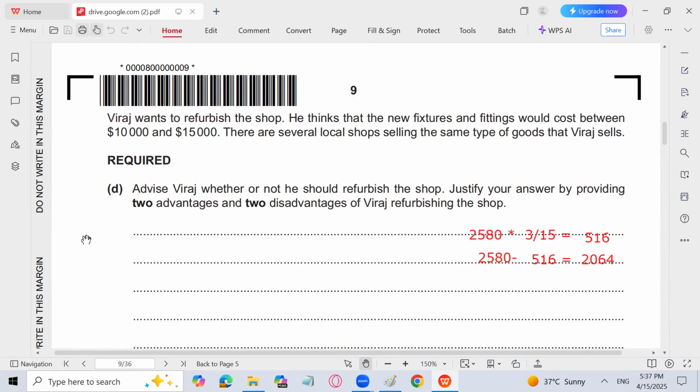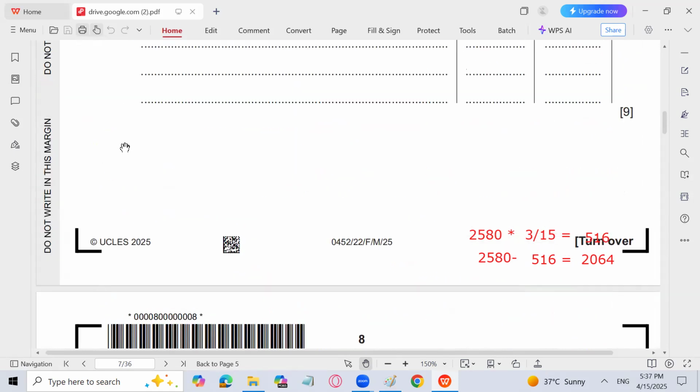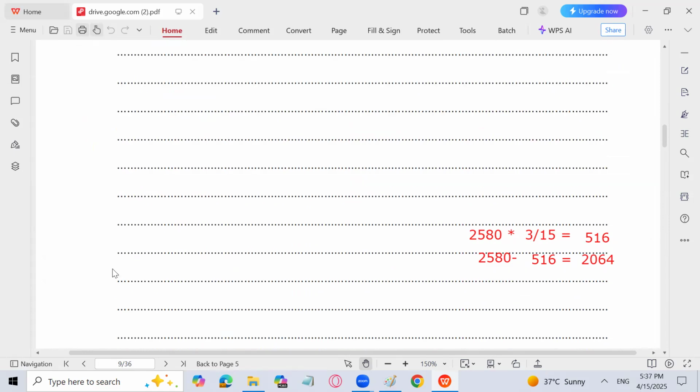What is this shop basically all about? Viraj's shop is a retailer. Okay, he's a retailer, right? That's it. So this is how we will be done with that.